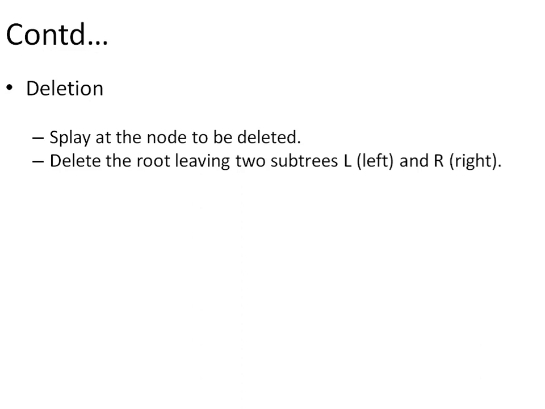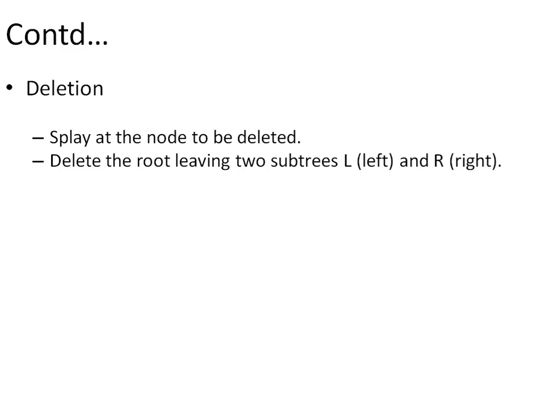So if it is an unsuccessful search, there is nothing to do. On the other hand, if a search is successful, we have to first splay at the node to be deleted. It is nothing but the search operation only. And then we have to delete the root, leaving the two subtrees left and right. Because the moment you delete the root, you will get two subtrees. One will have all the values lesser than the deleted node. Another will have all the values which will be greater than the deleted node.